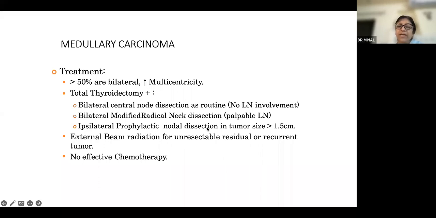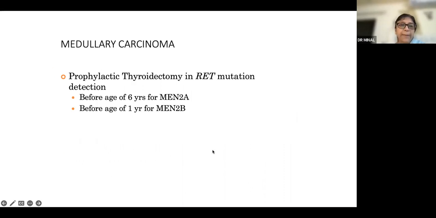If we have palpable lymph nodes, ipsilateral prophylactic nodal dissection can be done in tumor size more than 1.5 centimeters. External beam radiation is required for unresectable residual or recurrent tumors. Chemo has no role. So it is the surgery which is important, and after surgery you can go for RT, that is radiotherapy.